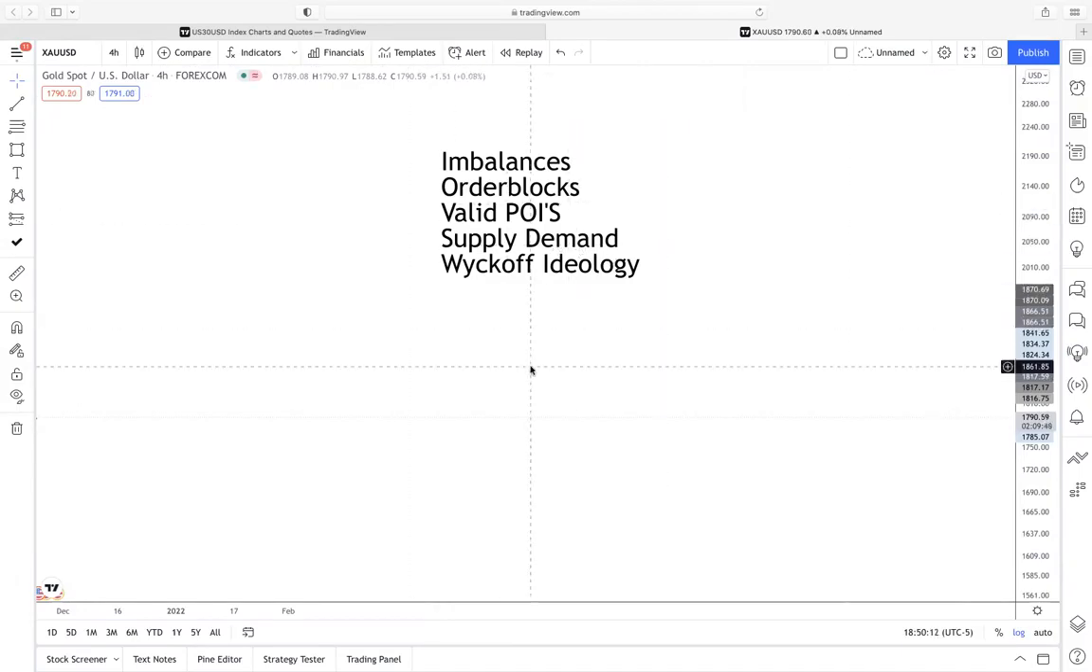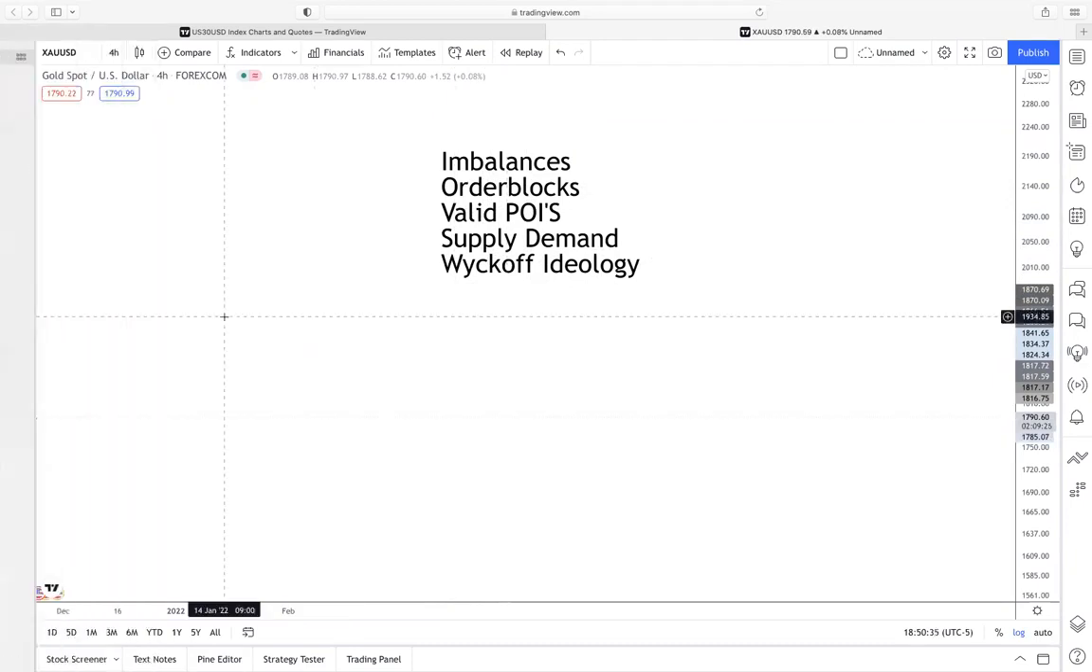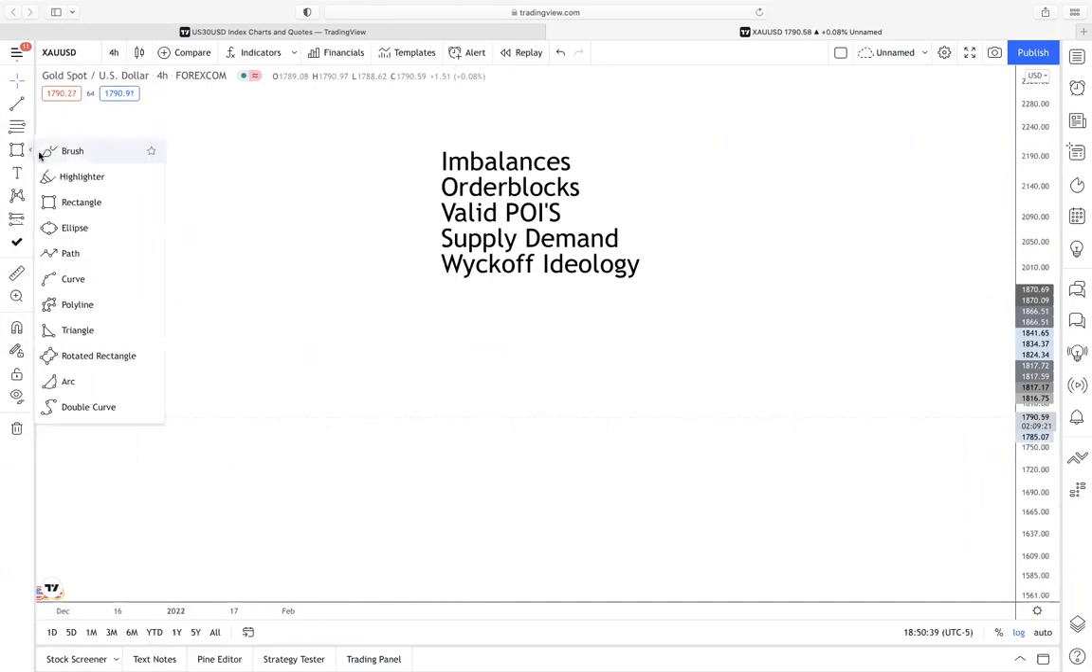So now we will be getting into everything I've talked about in the previous videos on our structure and our liquidity, all that. So we'll be covering imbalances, order blocks, a valid point of interest, supply and demand, which goes hand in hand with valid point of interest and order blocks, and our ideology of Wyckoff, which is just the market and how it moves and its cycles and everything and how price is really delivered.